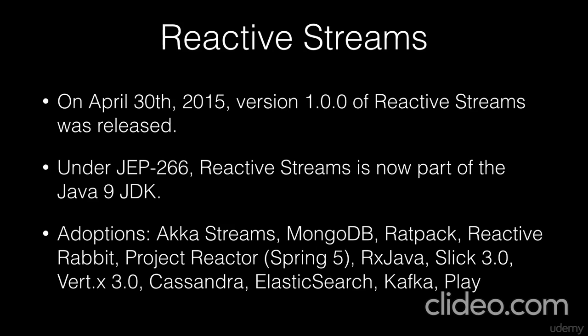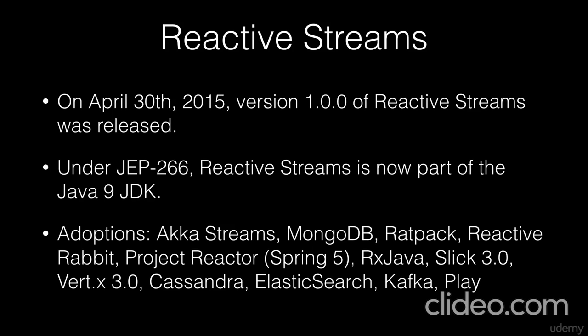Now, there are a number of adoptions, and the landscape right now is changing quickly because there's always new stuff coming out, and the Reactive community is becoming more and more active. So we have Akka Streams, and that's Scala, MongoDB, Ratpack, Reactive Rabbit, which I have not played with yet, but I hope to. Project Reactor, that's the Spring implementation. RxJava, if I remember right, that is from the folks at Netflix. And all of these support the Reactive Streams API.